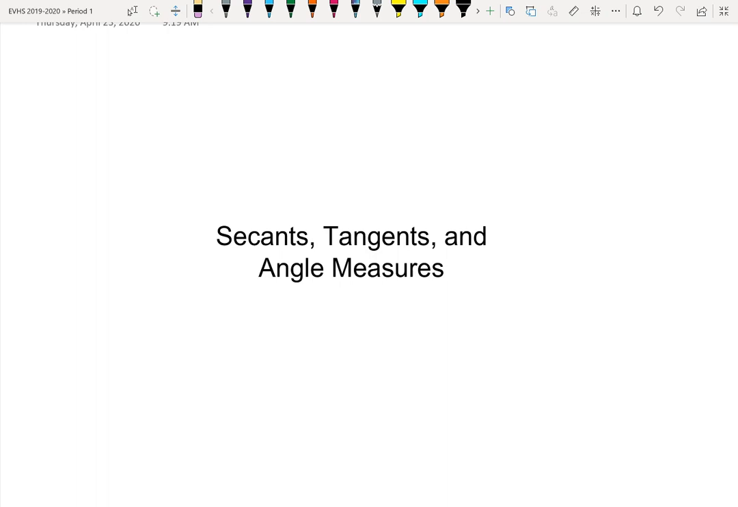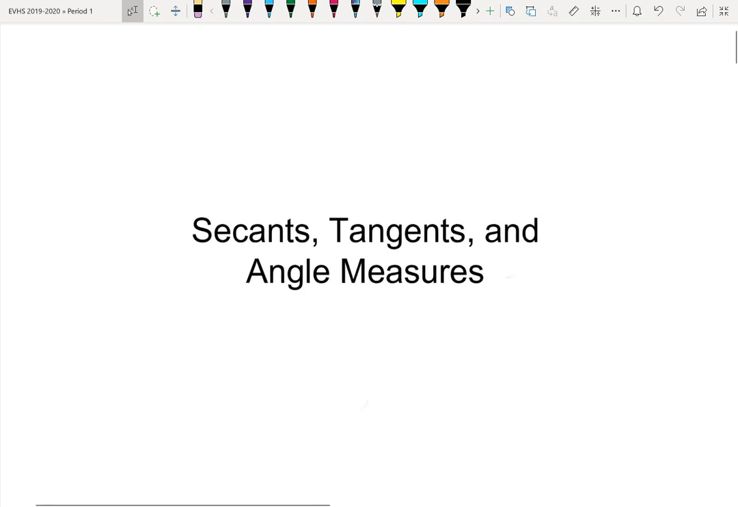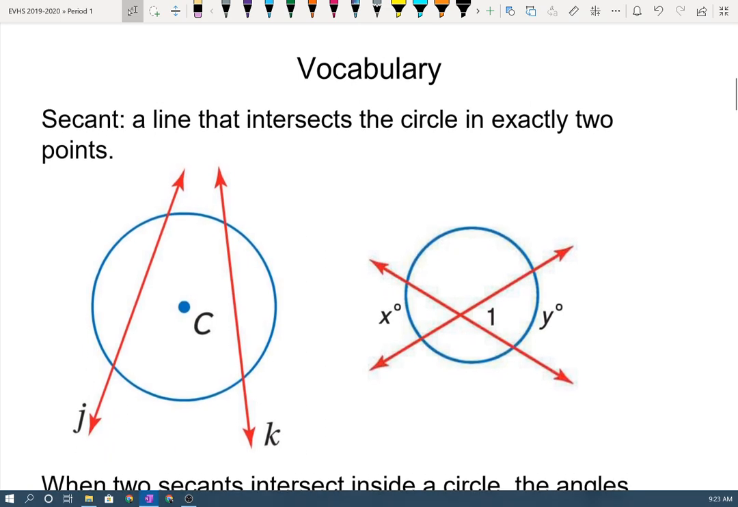We're moving on to new sections and segments in circles. We're going to be talking about secants, tangents, and how their angles interact with each other. So, let's first off start by talking about what a secant line is.